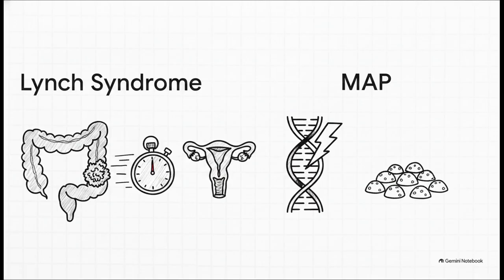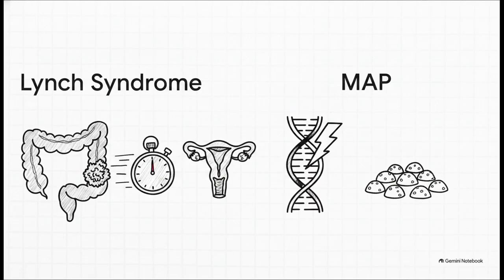Instead, it's caused by defects in DNA mismatch repair, or MMR genes, most commonly MLH1 and MSH2. When MMR enzymes fail, short repetitive DNA sequences called microsatellites expand or contract, causing microsatellite instability. This leads to a rapid accumulation of mutations, shortening that adenoma to carcinoma progression from 10 years down to just 35 months. These cancers heavily favor the right side of the colon, and these patients have incredibly high rates of endometrial and ovarian cancers.